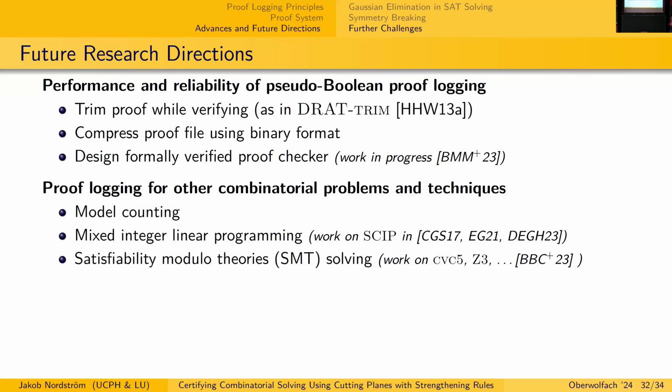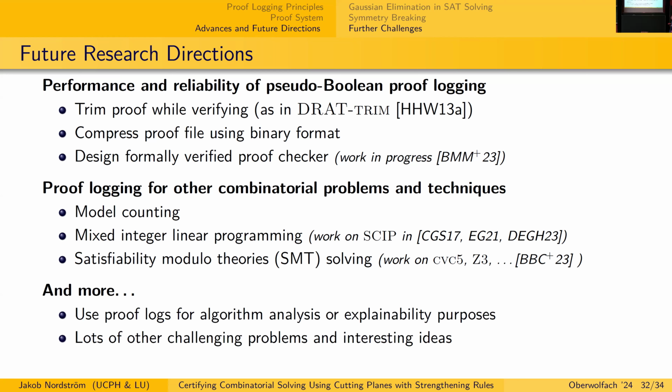Performance, we'd be happy to improve that. Also, trimming the proof to get rid of details that you don't need. In practice, getting a binary proof format would be nice. I already talked about other applications such as mixed integer linear programming, SMT solving, model counting. I think once we have these things in place, there are lots of interesting questions about algorithm analysis where people with a proof complexity mindset could make lots of interesting contributions.